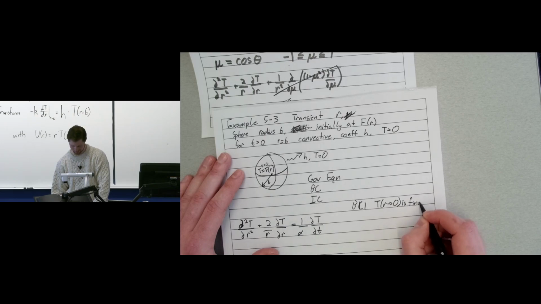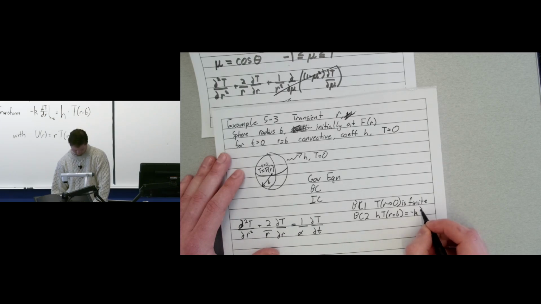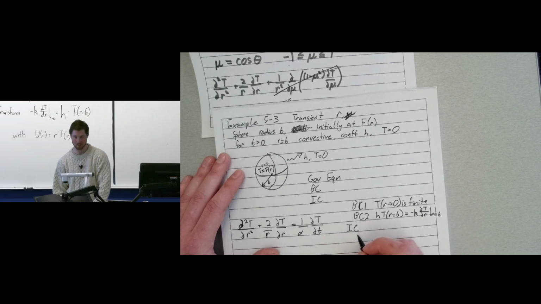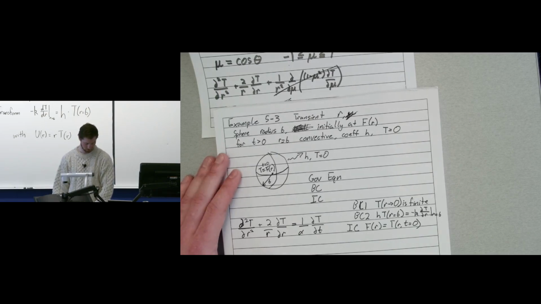Somebody other than Fadi, give me another boundary condition. T of r equals b is equal to negative k partial of T with respect to r at r equals b. Yep. Great. And somebody give me my initial condition. f of r is equal to T for time equal to 0. Cool. Everybody got that?